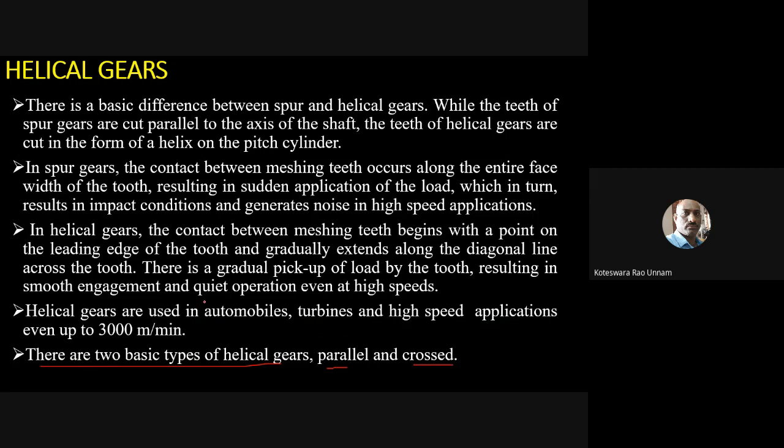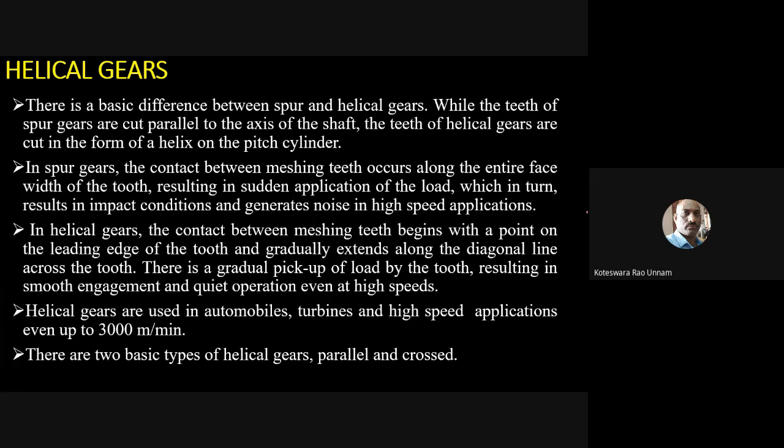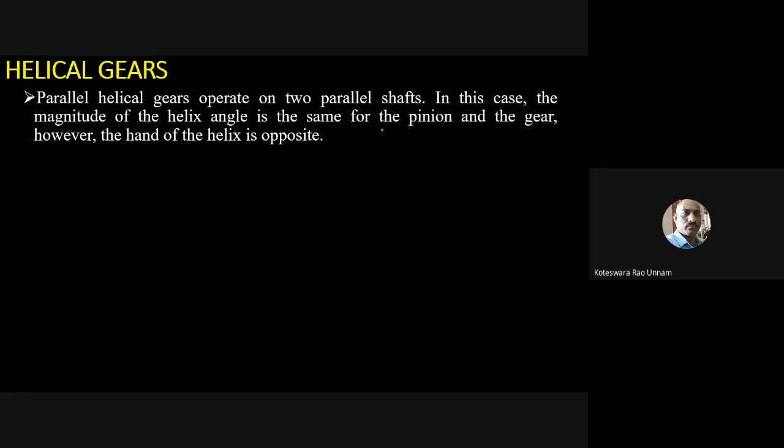So we'll see what is this parallel helical gear and what is crossed helical gear, and also most of our course will discuss only this parallel helical gear. So a parallel helical gear is nothing but one whose shaft axes are parallel, so then we can call it parallel. Anyway, that definition is given here. Parallel helical gears operate on two parallel shafts. Therefore, if the axes of the shafts are parallel, and you use helical gears to connect those two parallel shafts, we'll call them parallel helical gears.